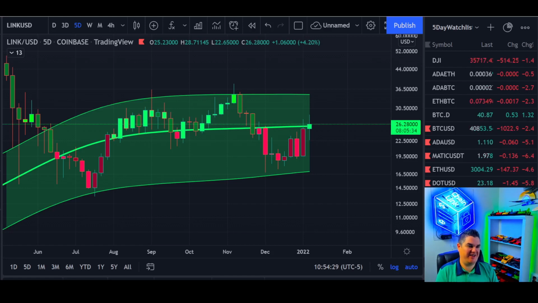Chainlink daily update video. In this video, we're going to look at the Gaussian channel on the 5-day. We're going to look at support and resistance levels for pullbacks and what we need to be looking at on a target for the upside. And then we're also going to look at the RSI on the daily chart and the weekly chart.